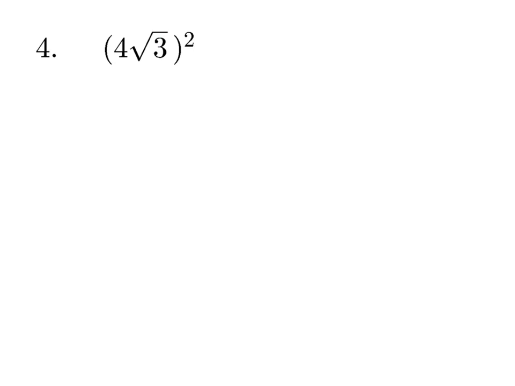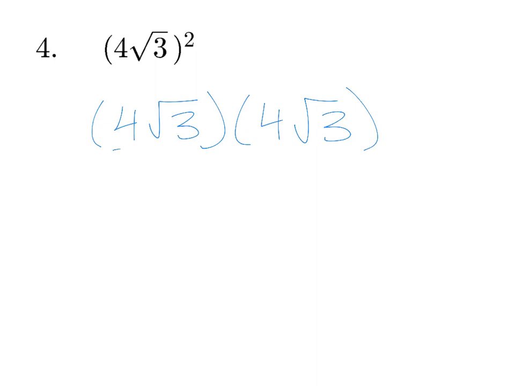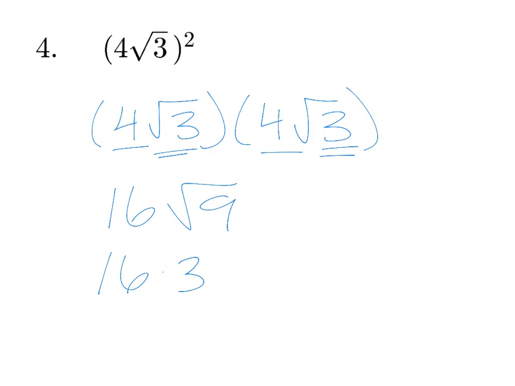For the next one, I have 4 times the square root of 3, that whole quantity squared. So I have 4 square root of 3 times 4 square root of 3. All right, now I multiply the whole numbers, which gives me 16. I multiply the radicals, which gives me square root of 9, and the square root of 9 is 3. You could have just went straight to 3 by recognizing that you're multiplying radicals with the same value inside, so you just end up with that value inside. All right, however you want to do it. So I end up with 48.